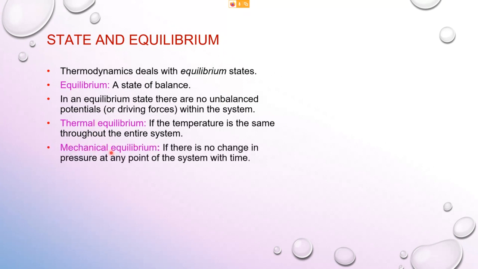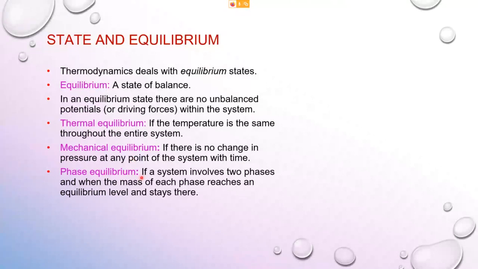Then the next thing is mechanical equilibrium, that refers to pressure. Just now we referred to temperature, now we refer to pressure. So if the pressure is the same at each corner, then we say the system is under mechanical equilibrium.